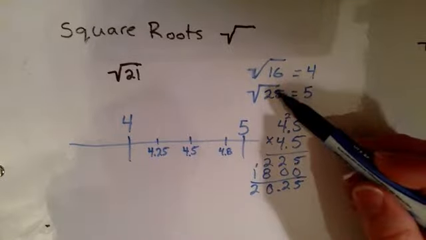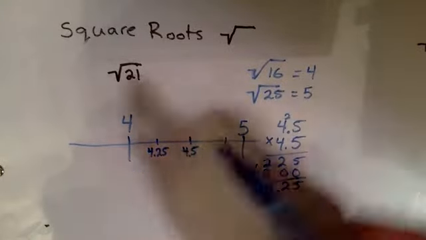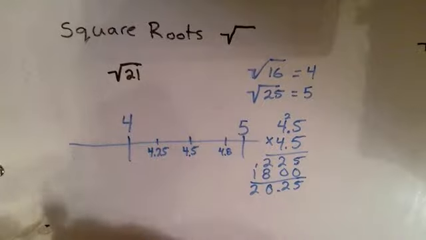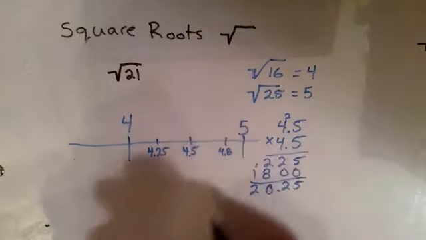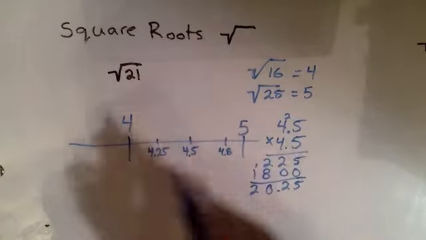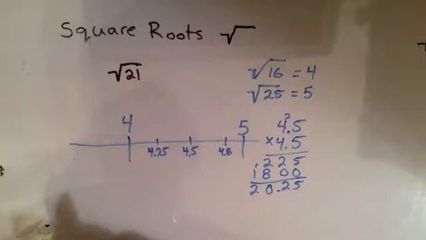number between 25 and 16. It's also a little bit smaller than 21, but still we can say that's pretty close. So we can guess 4.5 is very close to the square root of 21. It's not exact, but that's fine.